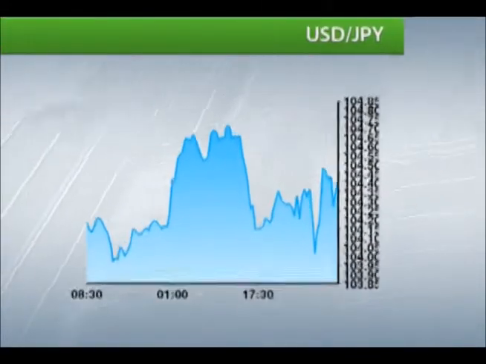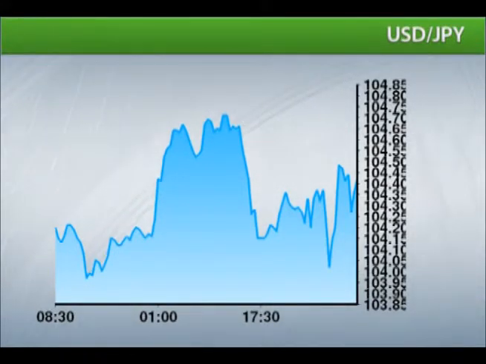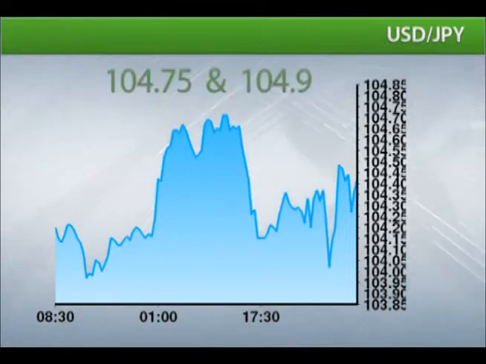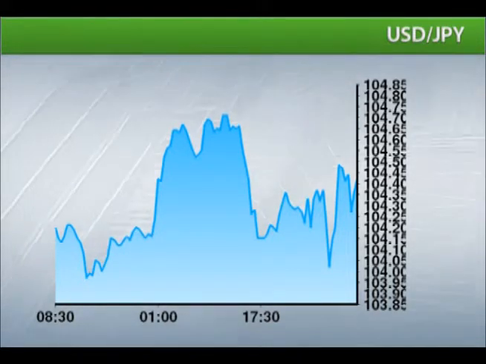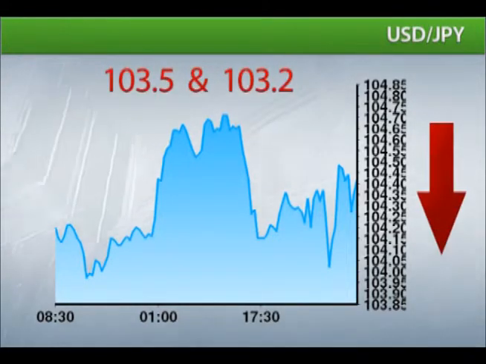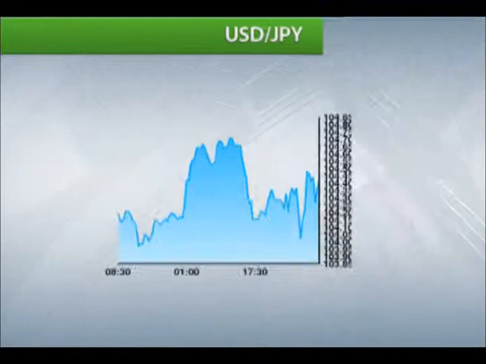If your pair is US dollar versus Japanese yen, our preference is to open long positions above 103.9 with targets at 104.75 and 104.9 in extension. Below 103.9, we will look for further downside with 103.5 and 103.2 as targets.